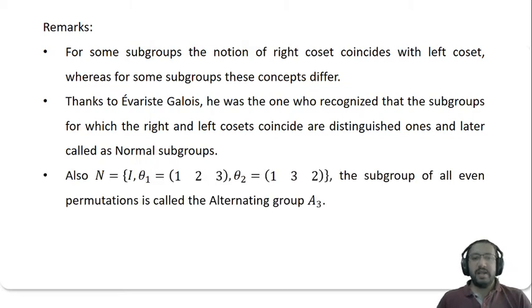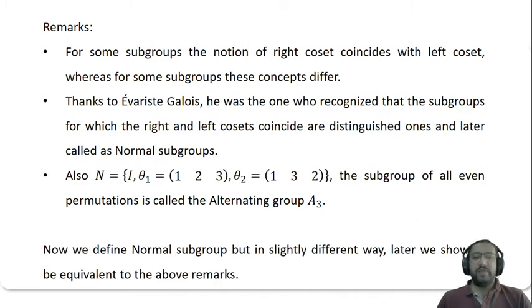Also, as I said, the set of even permutations, that is N, what we named earlier, I, theta 1 and theta 2, is called the alternating group A3. Now we define a normal subgroup, but in a slightly different way. Later we show it to be equivalent to the above remarks.